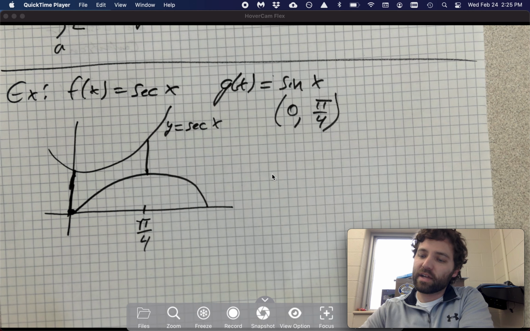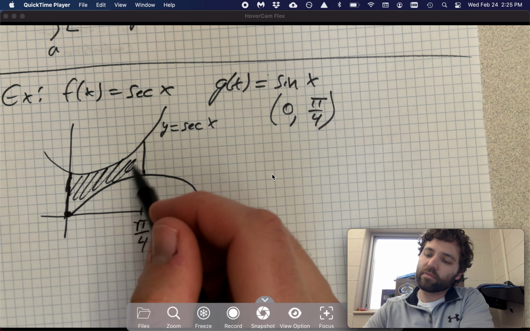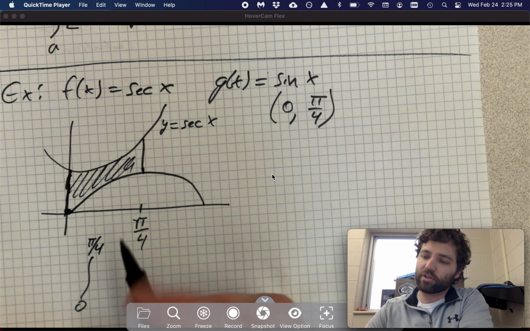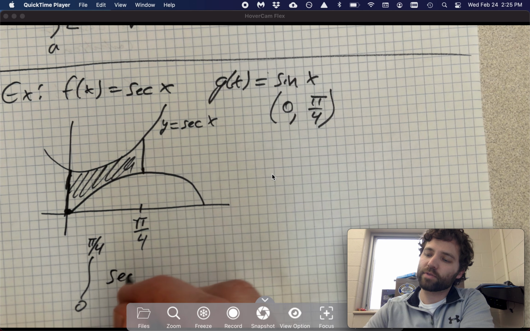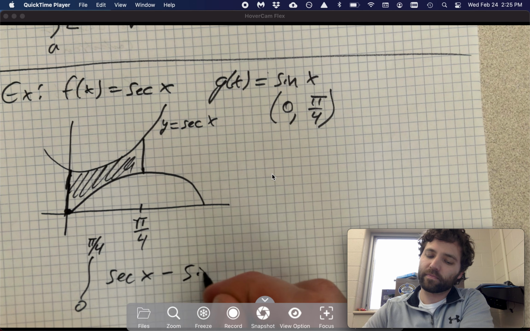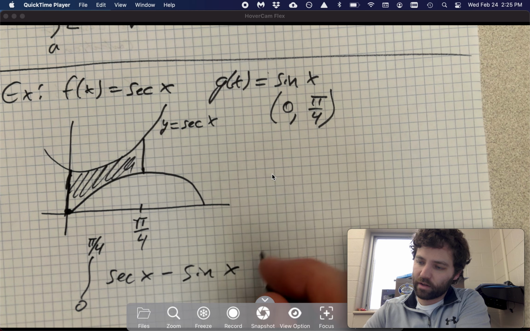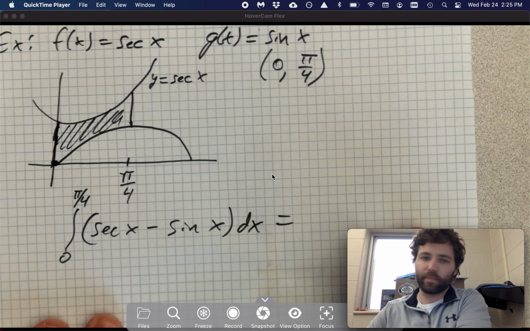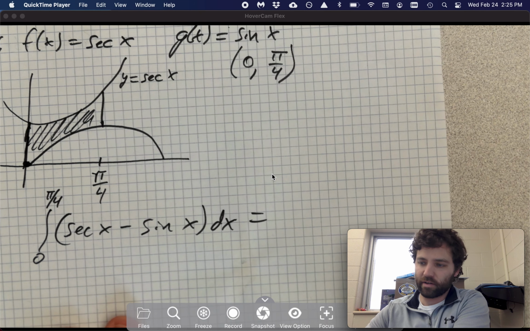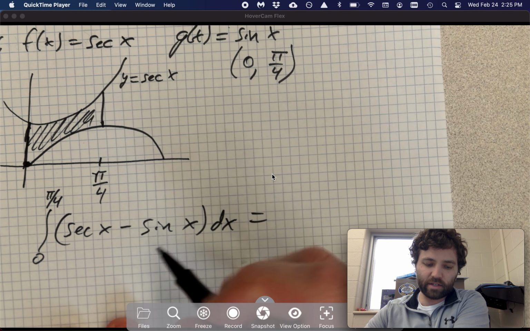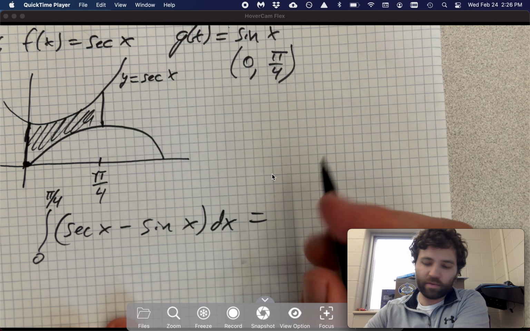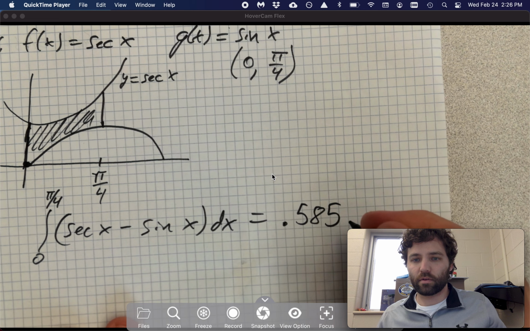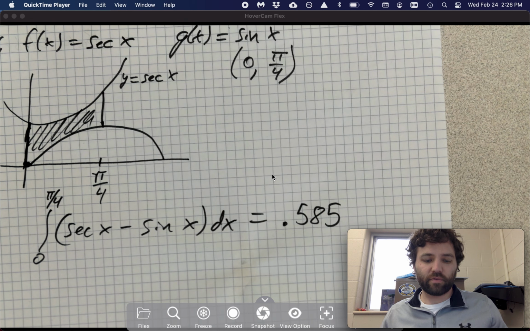Then if we want to figure out what this area is, all we're going to do is take the integral from 0 to pi over 4, and we're going to take the top function, which is secant. We're going to subtract off the bottom function, and integrate all of that with respect to x. And what I end up with, just putting this in our calculator, because I don't know that we know the antiderivative to secant, is 0.585. And that's it for that one.